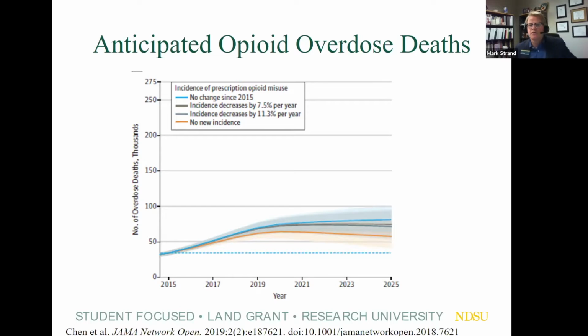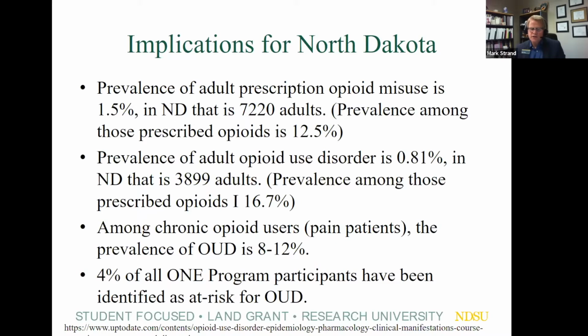So just beware that overdose deaths are not a very sensitive measure of the opioid crisis. They're usually a 5 to 10 year reflection of a 5 to 10 year lag in the problem. In terms of North Dakota, what are the implications here? So the prevalence of adult prescription, now bear in mind, this is prescription, not illicit, opioid misuse is 1.5%. So in North Dakota, we would expect 7,220 adults to be misusing opioid prescriptions.